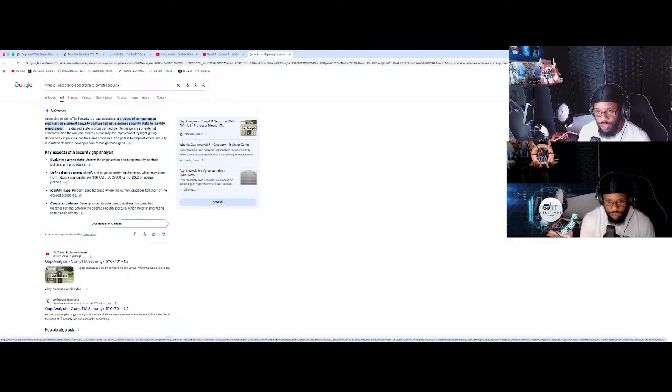So, according to CompTIA Security Plus, a gap analysis is a process of comparing an organization's current security posture against the desired security state to identify weaknesses. This desired state is often defined by internal policies or external standards, and the analysis creates a roadmap for improvement by highlighting deficiencies in policies, controls, and processes. The goal is to pinpoint where security is insufficient and to develop a plan to bridge those gaps. So, a gap analysis is basically saying you've got a gap in your security environment and you need to fill that gap before you get hacked.